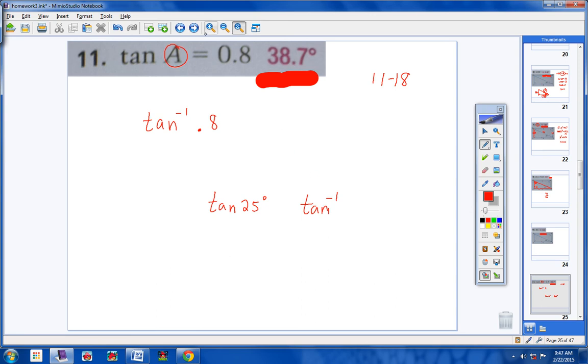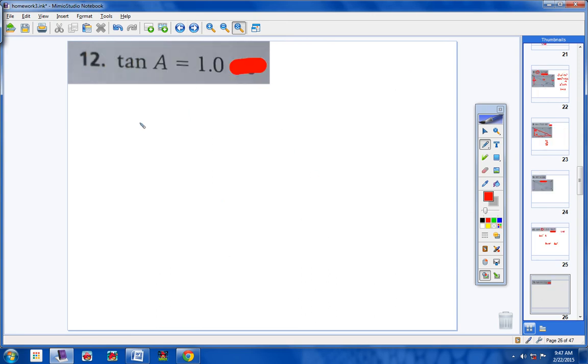Just that simple. Number 12, we're missing the angle, so we're going to type in inverse tangent, however your calculator does that, of 1. If you want to put 1.0, that's fine. It's the same thing as 1. Hit enter on that, and if you do that correctly and round to 1 decimal place correctly, you will get 45 degrees. Actually, it comes out even. 45 degrees exactly. Okay, moving on to number 13.